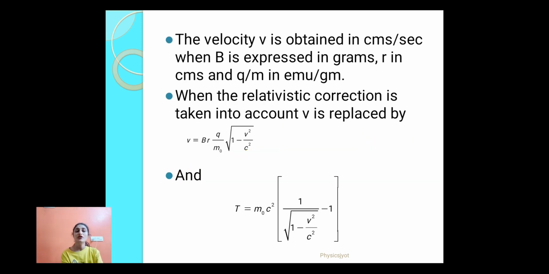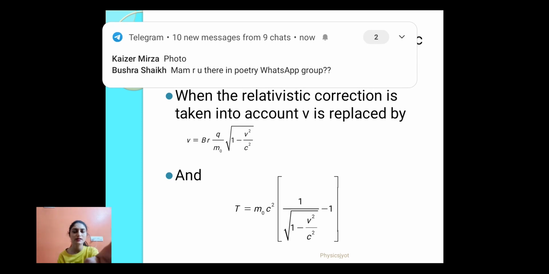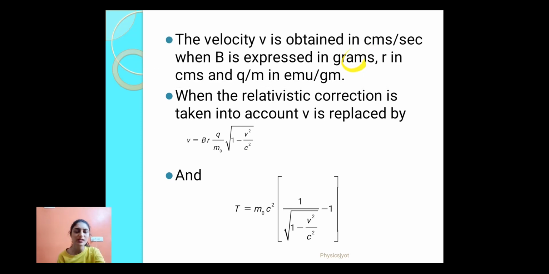Now, the velocity v here is obtained in centimeters per second when B is expressed in Tesla. Here there is some mistake. B is expressed in some CGS unit, R in centimeters, and Q by M in EMU per gram.